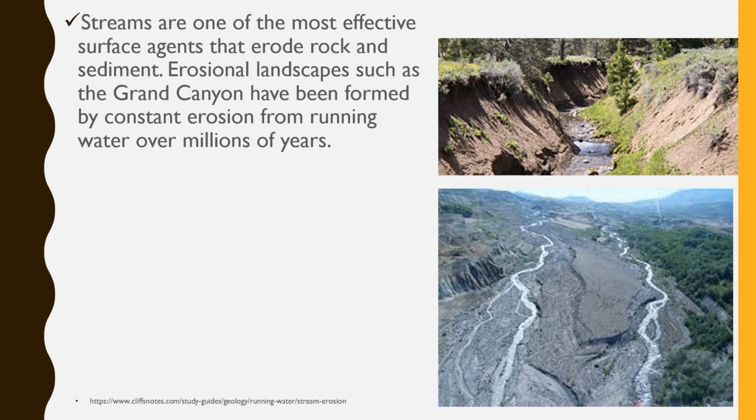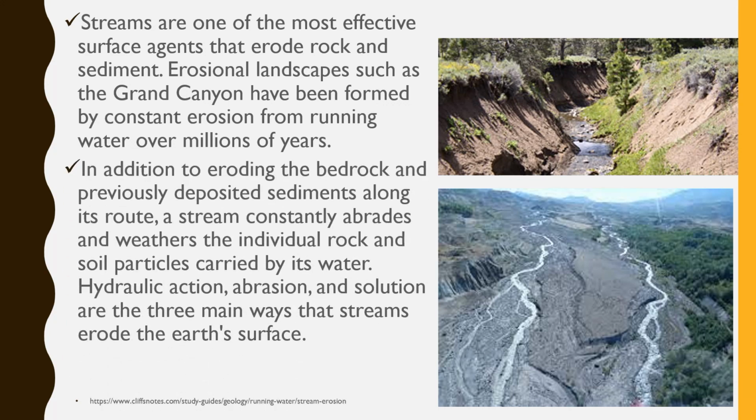Streams are one of the most effective surface agents that erode rock and sediment. Erosional landscapes such as the Grand Canyon have been formed by constant erosion from running water over millions of years. In addition to eroding the bedrock and previously deposited sediments along its route, a stream constantly abrades and weathers the individual rock and soil particles carried by its water. Hydraulic action, abrasion, and solution are the three main ways that streams erode the Earth's surface.